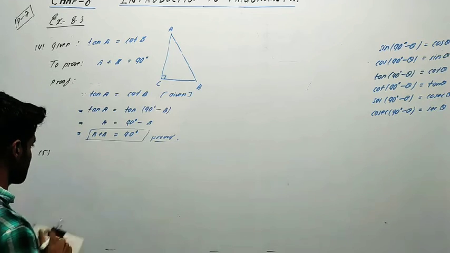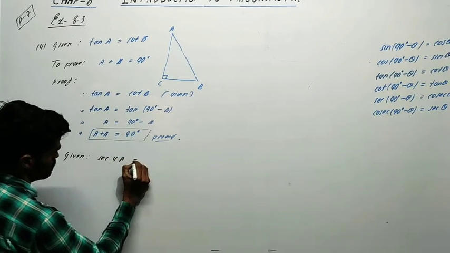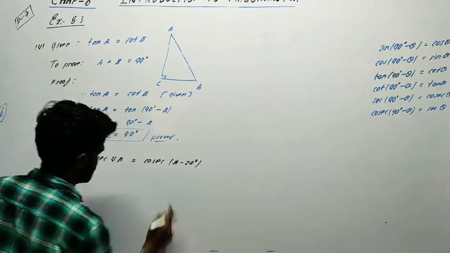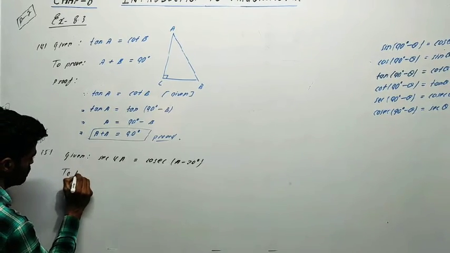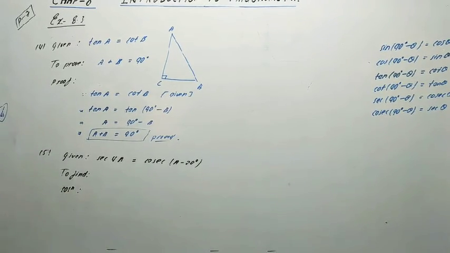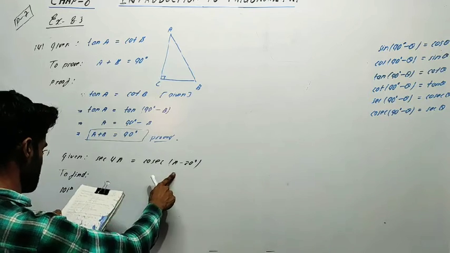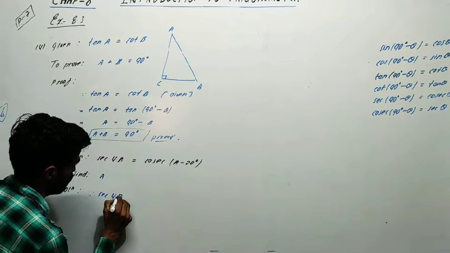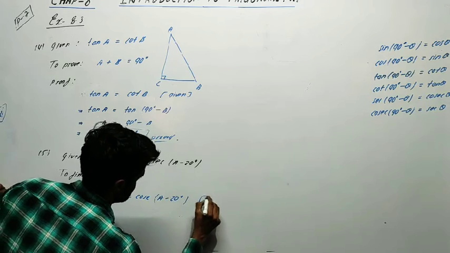Given sec 4A is equal to cosec (A minus 20 degrees), where 4A is an acute angle, find the value of A. Solution: since sec 4A is equal to cosec (A minus 20 degrees), that is given.